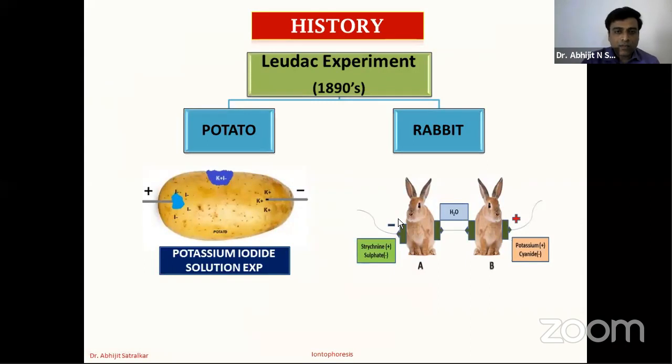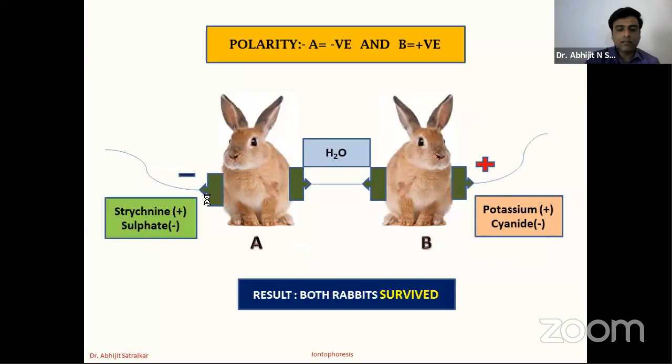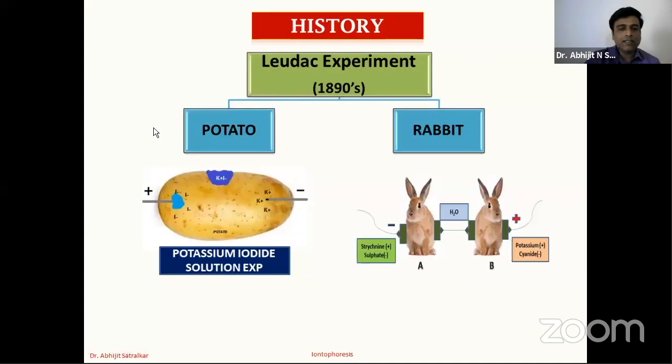Now let's see the histological background. The scientists conducted two experiments in 1980. The first experiment was conducted on a potato. What he did is he connected two electrodes on each side of the potato. He made one hole and put the potassium iodide solution into that particular potato.